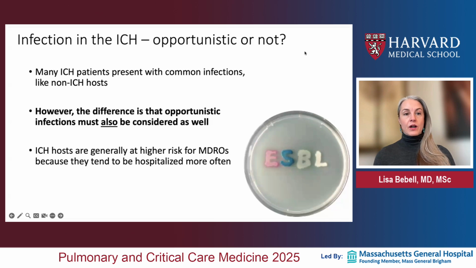Common infections are common. However, the difference with immune-compromised hosts is that you have to consider these opportunistic infections as well. Furthermore, immune-compromised hosts, in part because of their history of hospitalization, are generally at higher risk for multi-drug resistant organism infections because they are hospitalized more often and have different exposures. So make sure you're taking that into account and being broader with your antibiotic therapy than you might be in another host.